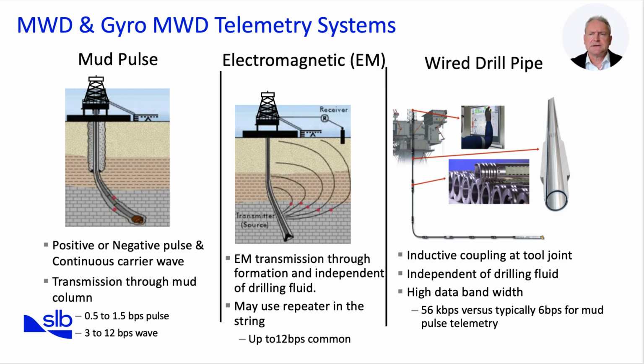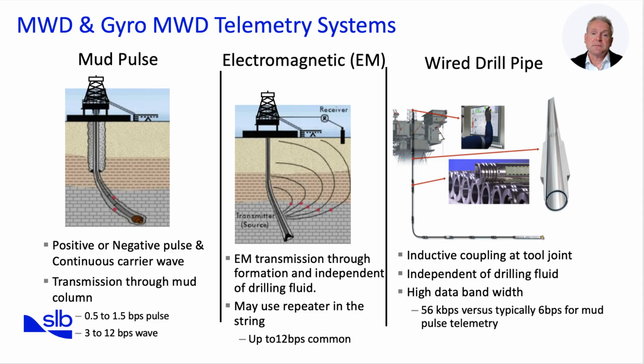Electromagnetic telemetry sends signals directly through the formation, independent of the mud system. It can achieve higher rates, up to approximately 12 bits per second, and is particularly useful in air or foam drilling, but suffers in deep or conductive formations.